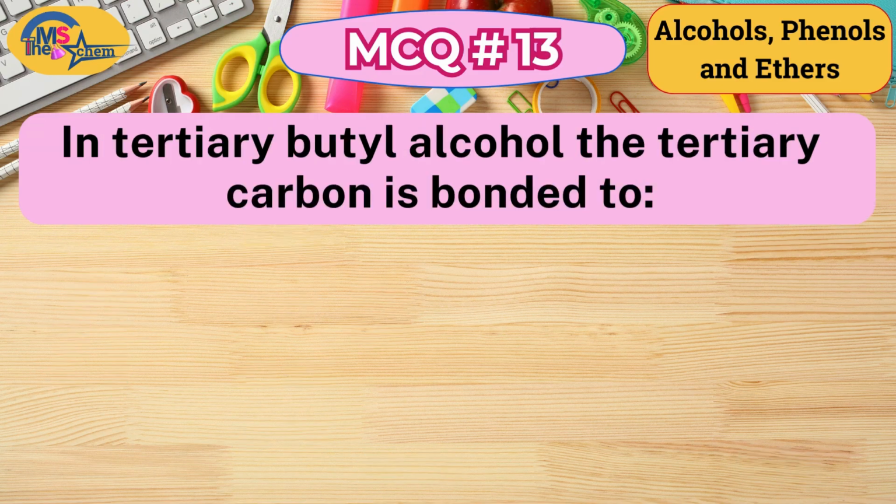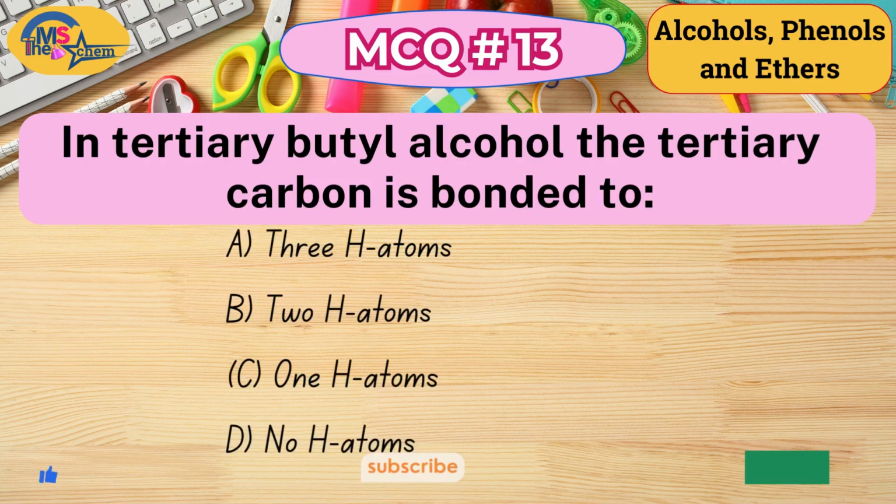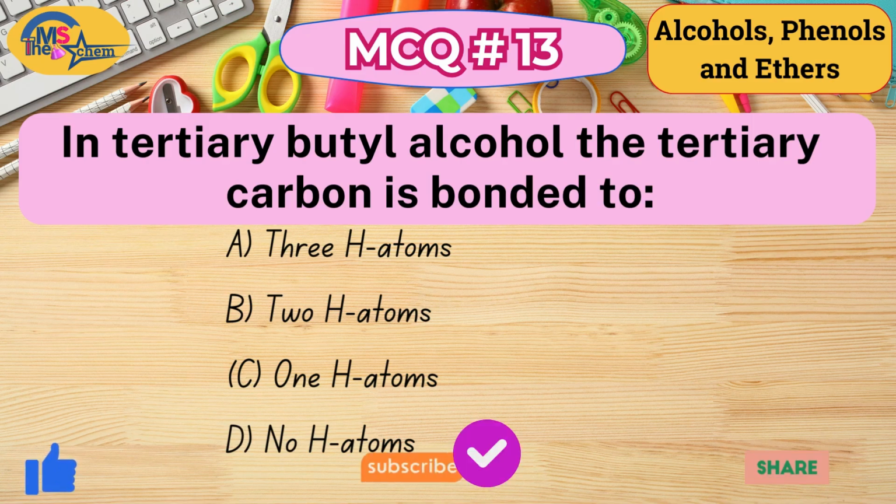And now question 13 is in tertiary butyl alcohol the tertiary carbon is bonded to. Here are the four options given. Option A is 3 hydrogen atoms, option B 2 hydrogen atoms, option C 1 hydrogen atom, and option D is no hydrogen atom. The true answer to this question is option D, no hydrogen atom.